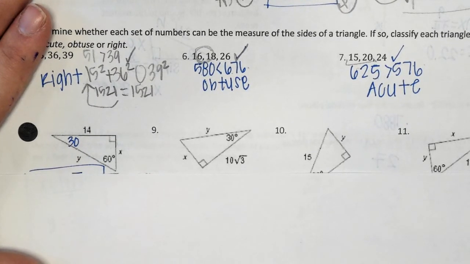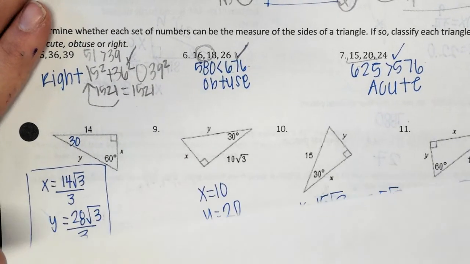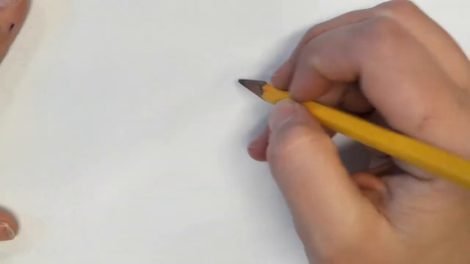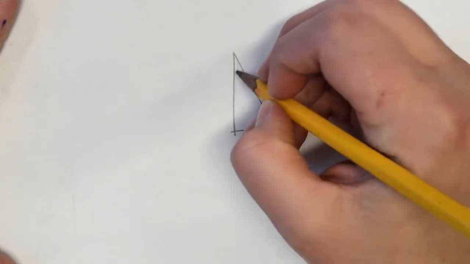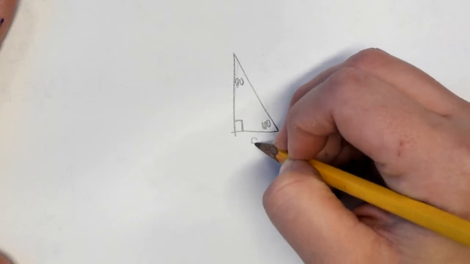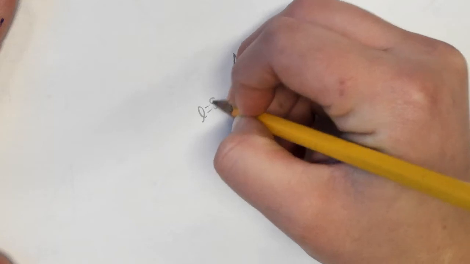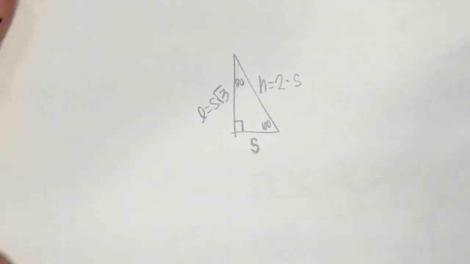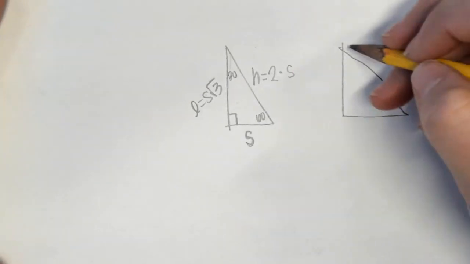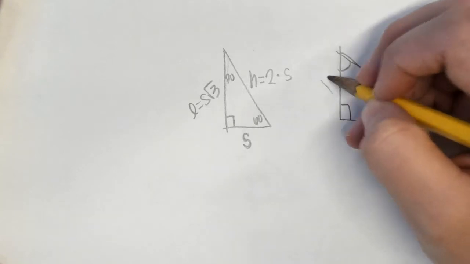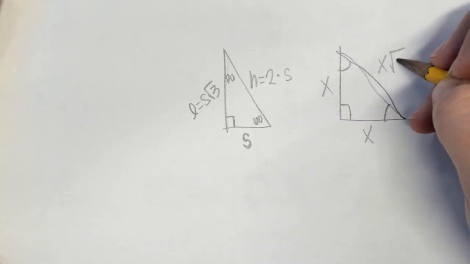All right, the rest of these on this page are special right triangles. So remember everything you know about special right triangles. This looks like a 30, 60, 90. So if this is your small, then you just have what you're given, and your leg is going to be small square root of 3, and your hypotenuse is going to be 2 times small. Okay, if you're given a 45, 45, 90, this is 45 and 45. If this is x and this is x, then this is x square root of 2.